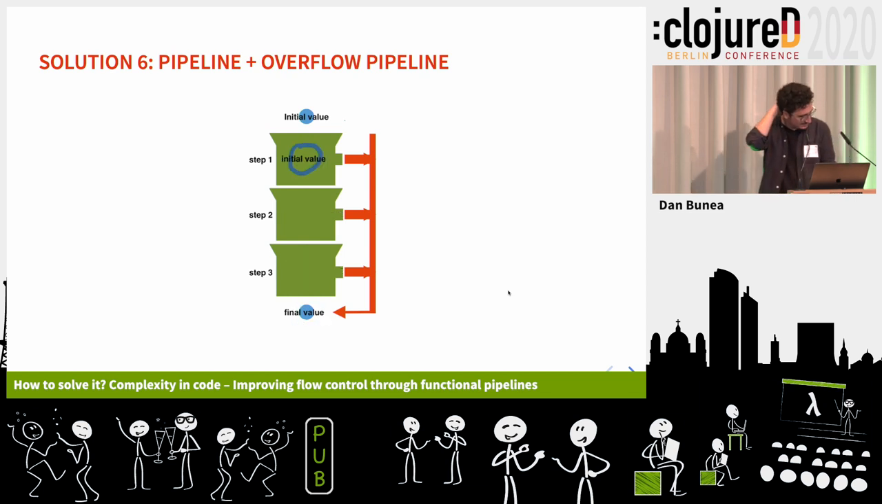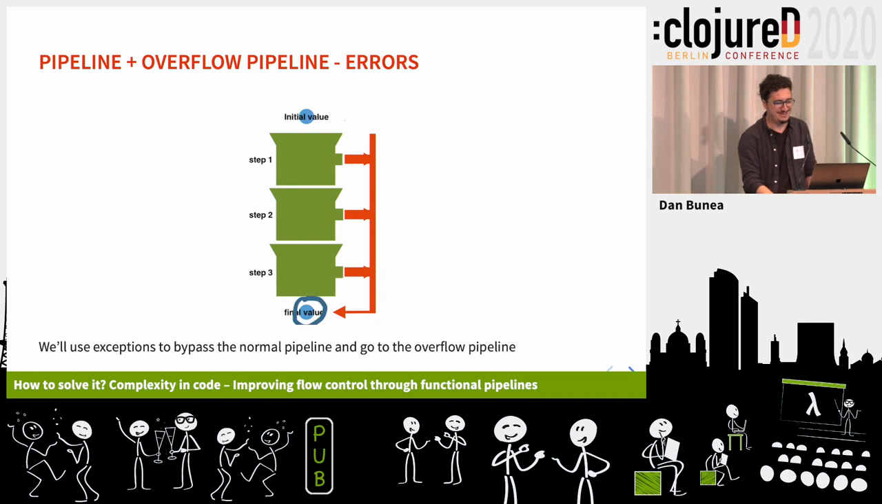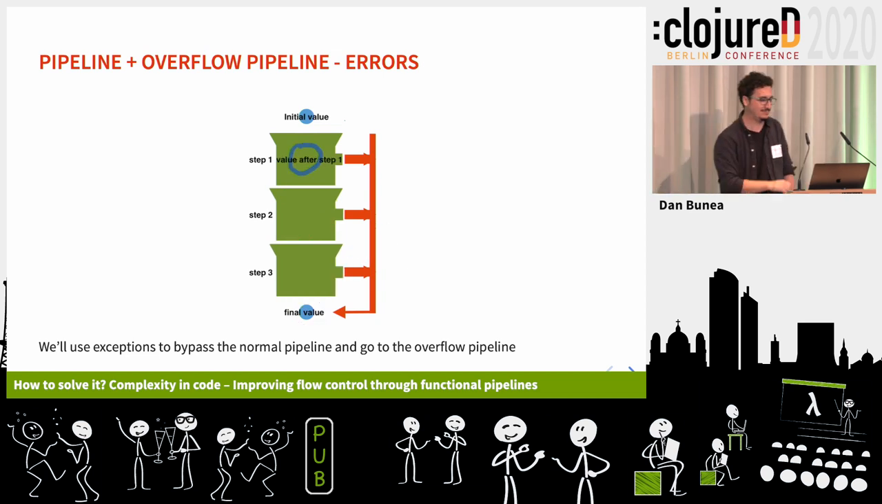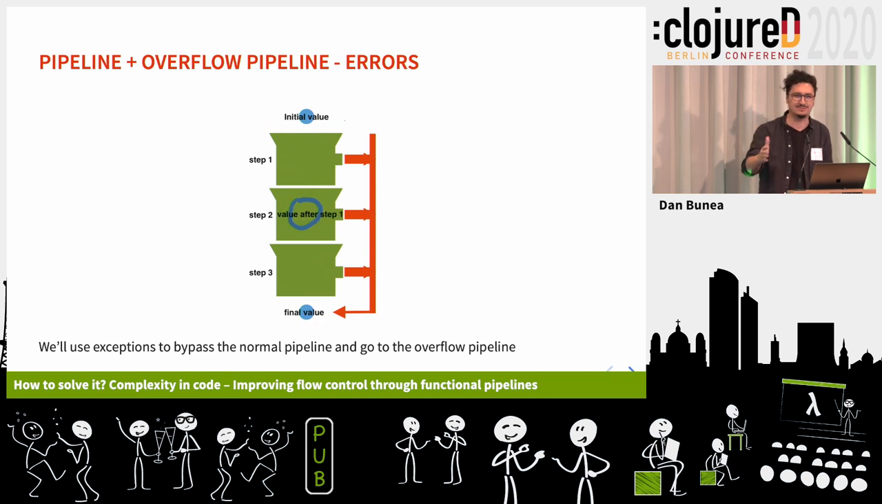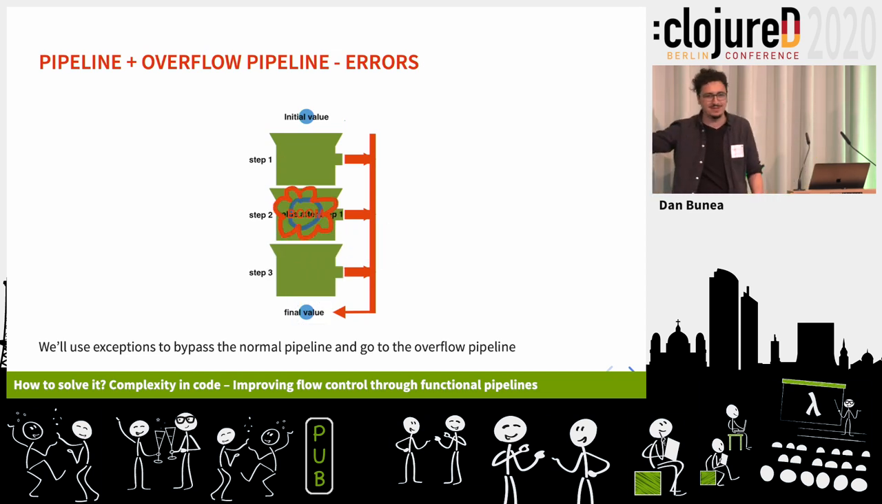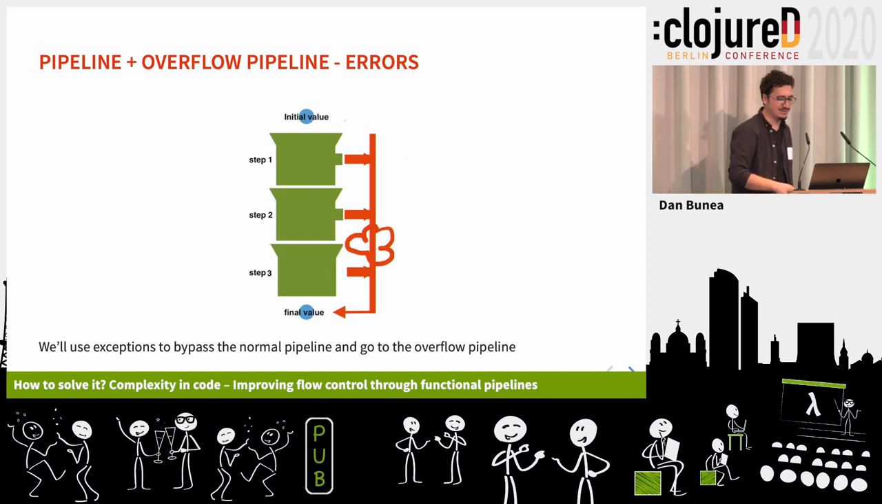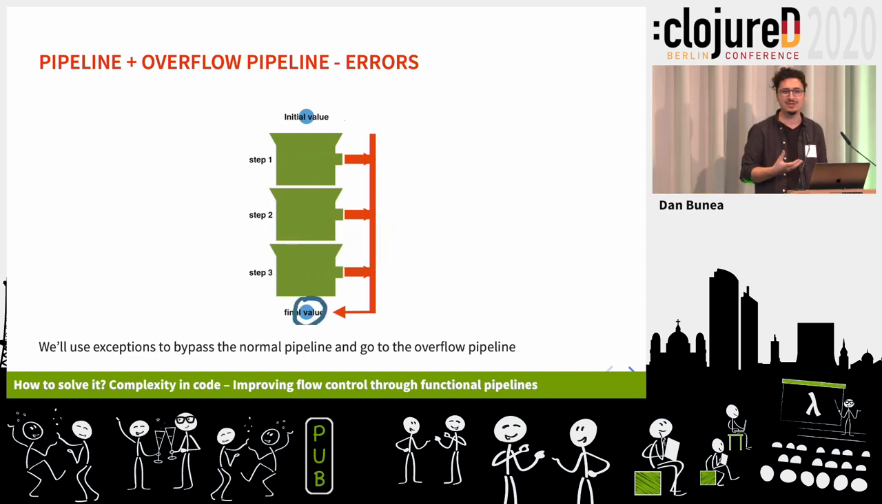Okay, so this is the sixth solution, and it has some upsides and it has some downsides. For instance, if everything goes okay, a value will go through all the steps, but I said we will have an additional overflow pipeline. So basically, if things break, they will move through the other pipeline. This is like traffic, for instance, when a bridge closes, police will stay there and put you on another route. So this is kind of the way, but how do we implement it? And actually, I will use in this case exceptions. Now that's the downside of it.